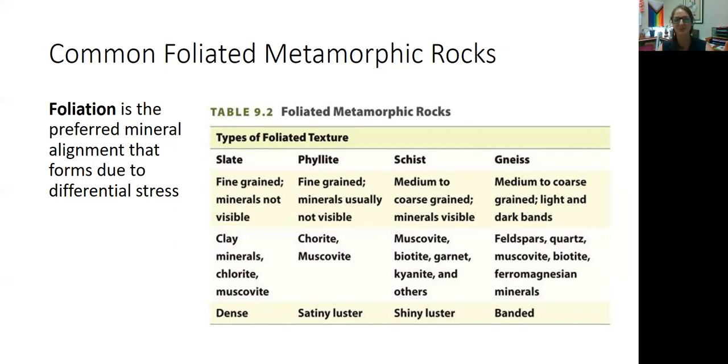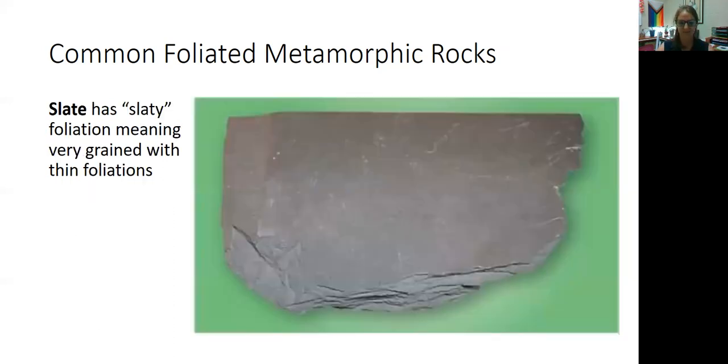Okay, so we're going to go through a metamorphic series of rocks to show what I mean by foliation, starting with slate. Okay, so slate has a slaty foliation, meaning it has very thin foliations, right? If you look at this rock, you can kind of see how it's made up of really thin layers, especially down there in the bottom of the image. It kind of looks like it's breaking off into thin layers.